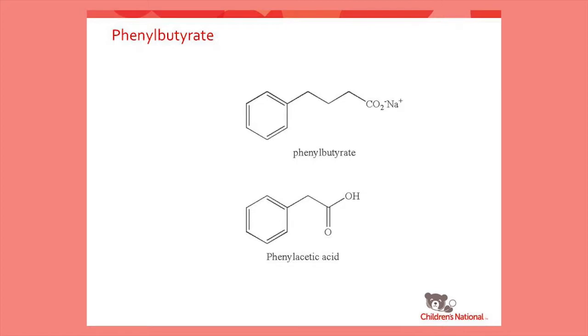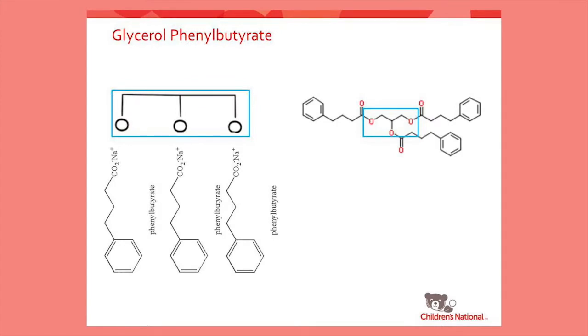So instead, they developed phenylbutyrate, which is basically phenylacetic acid. You've just added one additional acetyl group to it, so you allow for one beta oxidation step to make phenylacetic acid. And now we have something called glycerol phenylbutyrate, which is essentially, if you think about it, a glycerol backbone with 3 fatty acids, but you replace each of these with a phenylbutyrate molecule. So this is what it looks like. I highlight the glycerol backbone to make it obvious.